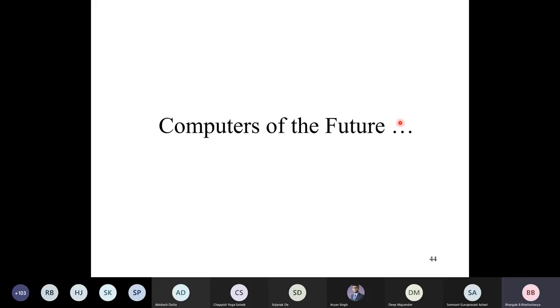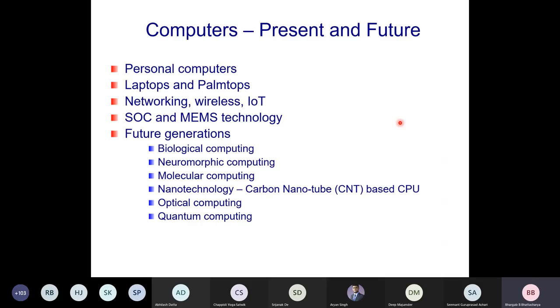So I'll just touch upon what kind of computers are in the offing. Some kinds of computers may be seen in the future. One of them, as you can see, is the quantum computers we talked about.